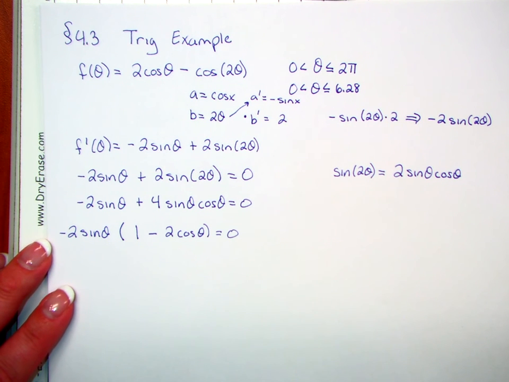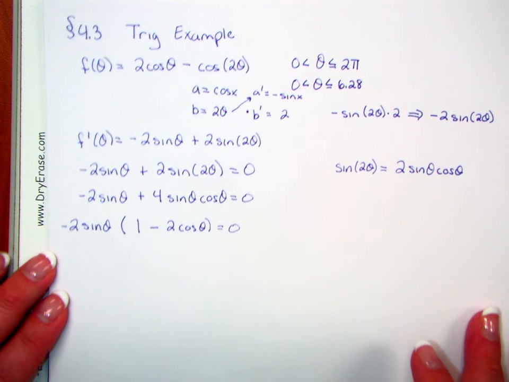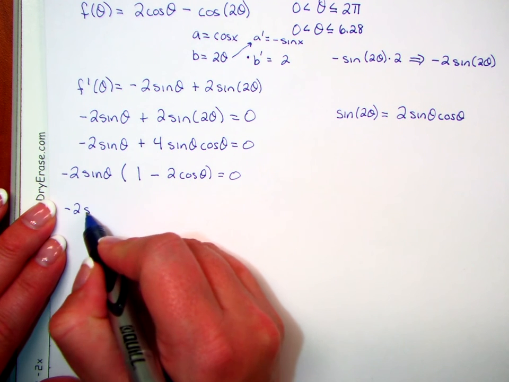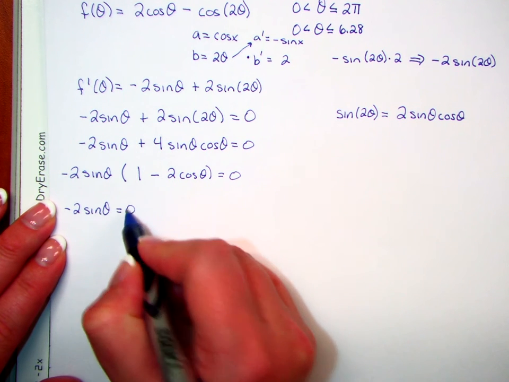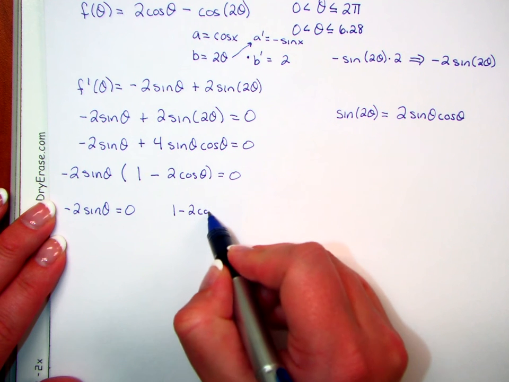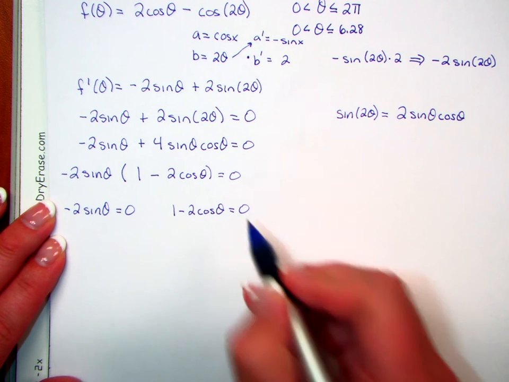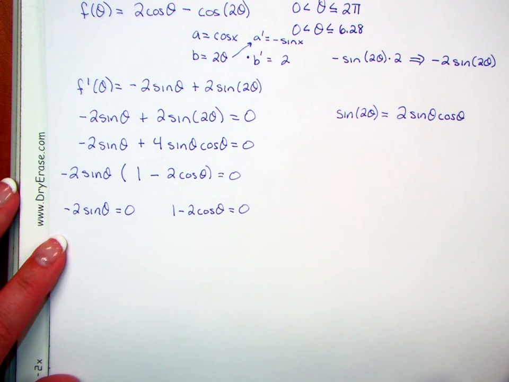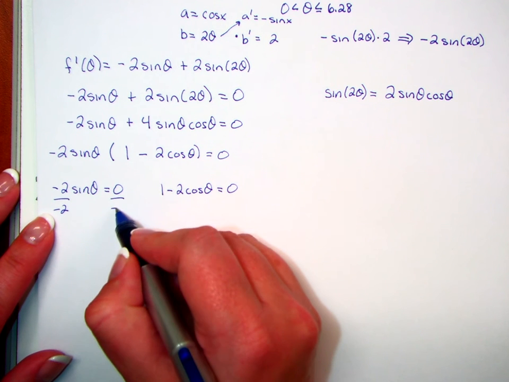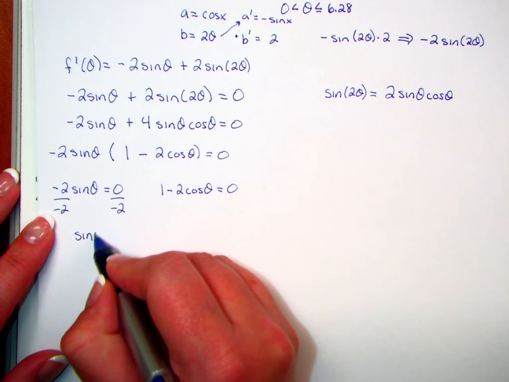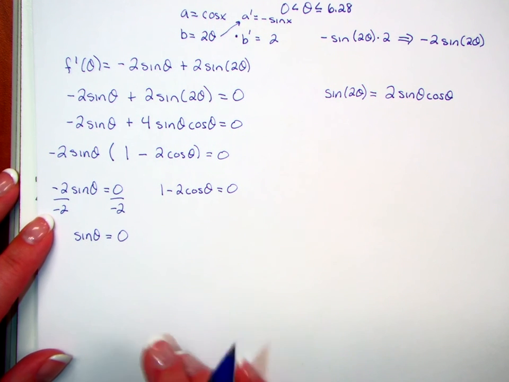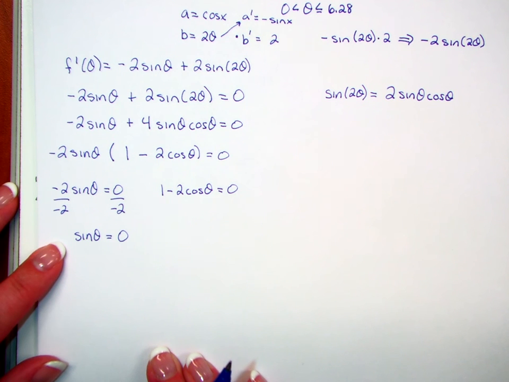And then what I want to do is set both of those factors equal to 0. So I get negative 2 sine theta equals 0, and I get 1 minus 2 cosine theta equals 0. All right, so if I solve these, I'm going to divide by negative 2. So I get sine theta equals 0. Sine of what angle is 0? That's how you solve this one.